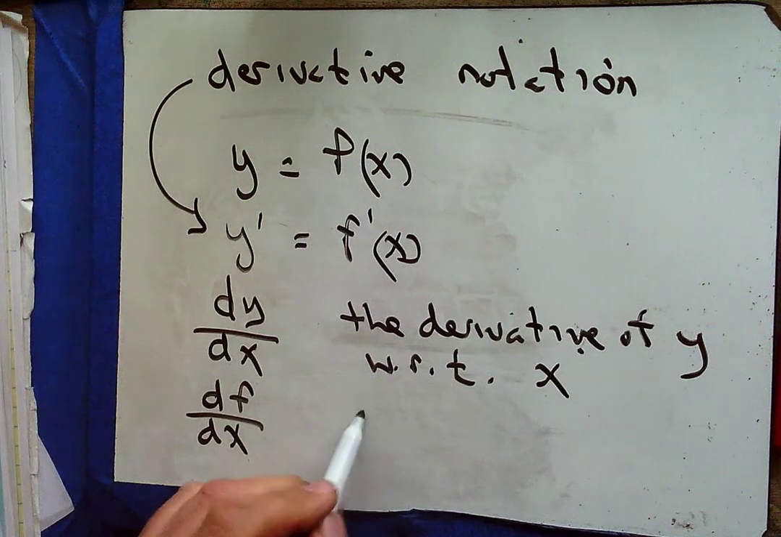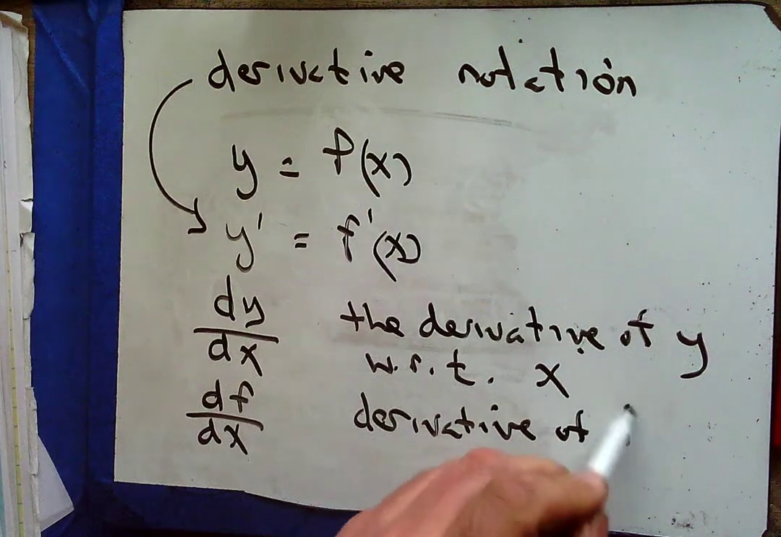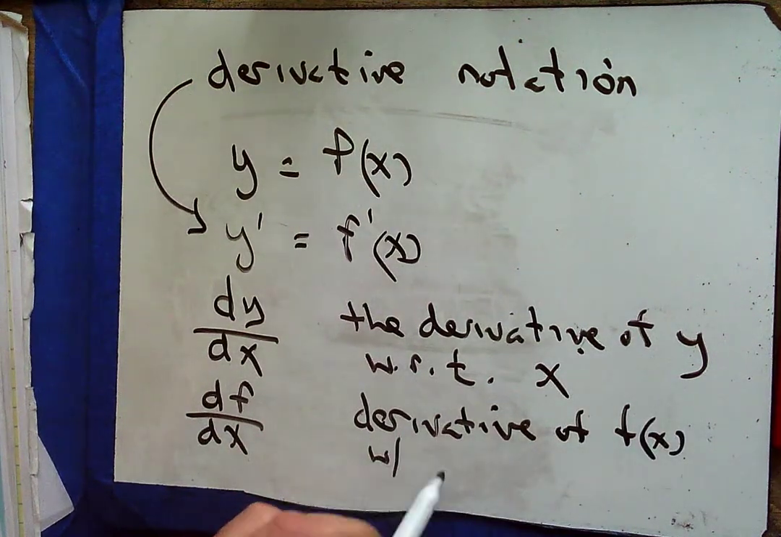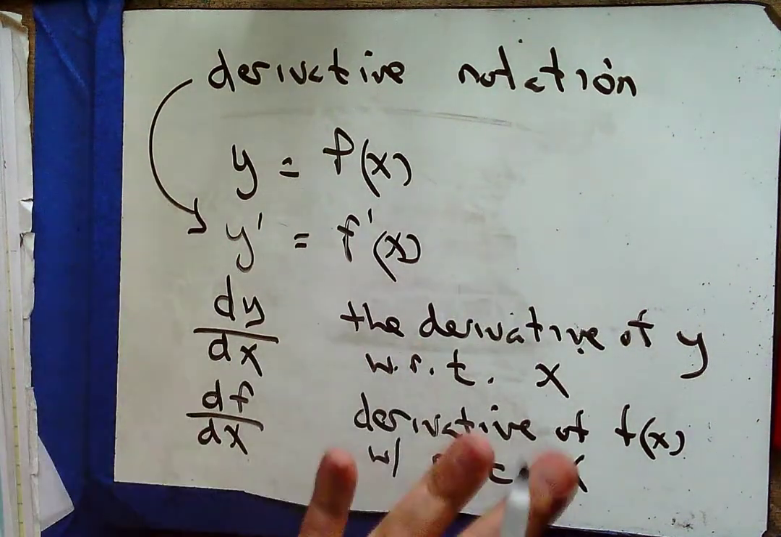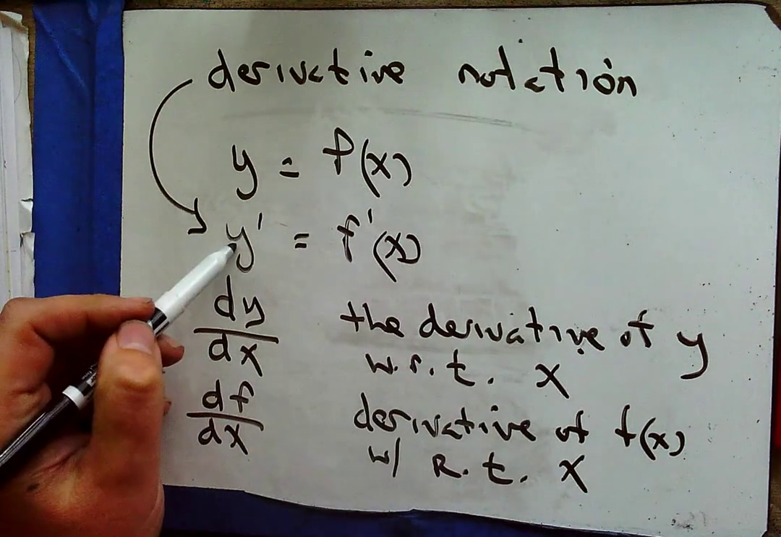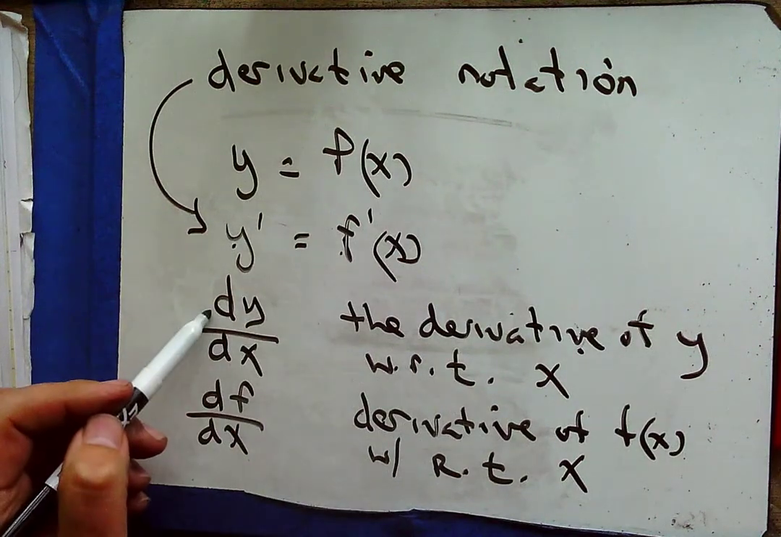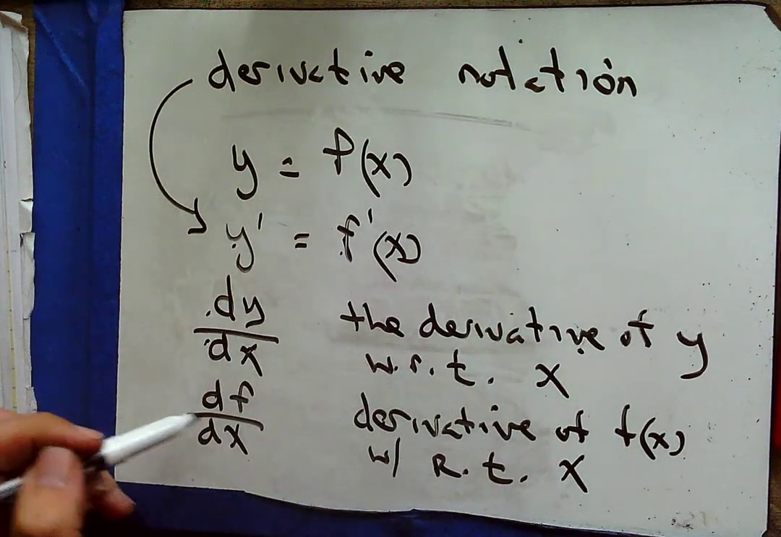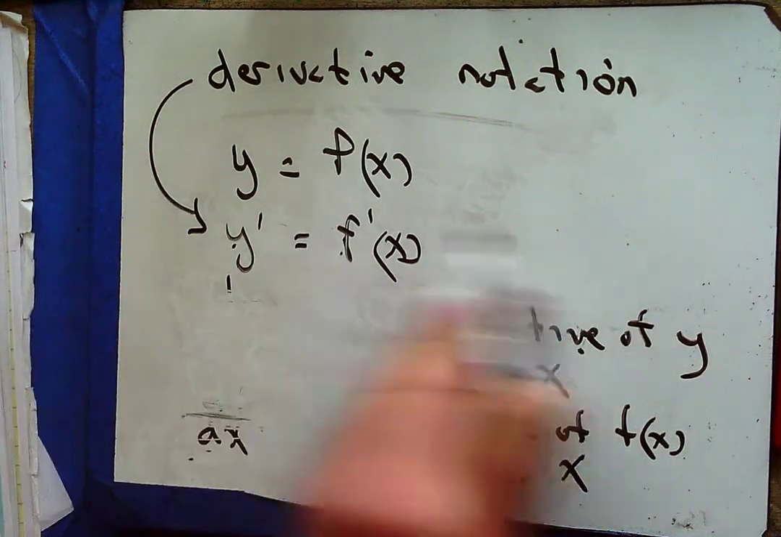This is again the derivative of f of x with respect to x. Okay? So I've got a bunch of different ways to describe the derivative. There's one more, though. These are all nouns. Hi, I'm the derivative of y. Hi, I'm the derivative of f. Hi, I'm the derivative of y with respect to x. Hi, I'm the derivative of f with respect to x. These are all noun forms.